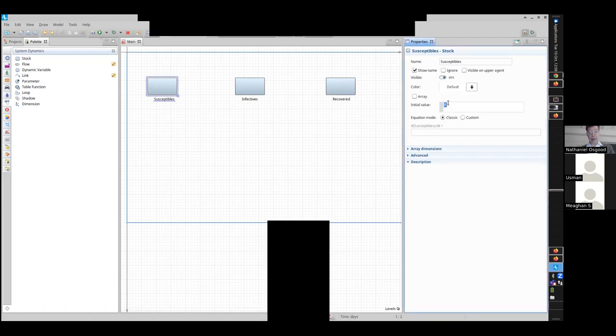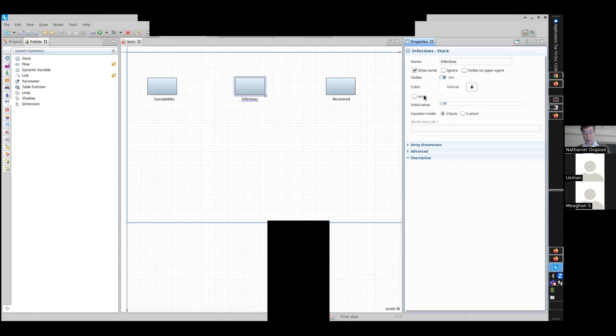So we're going to set here the number of susceptibles to be 300,000. Now, that's a bit many zeros, so I'll say 3E5. Who can tell me what that means? Right. And we'll make infectives one. We'll start with a single infective. And we'll start with zero recovery.